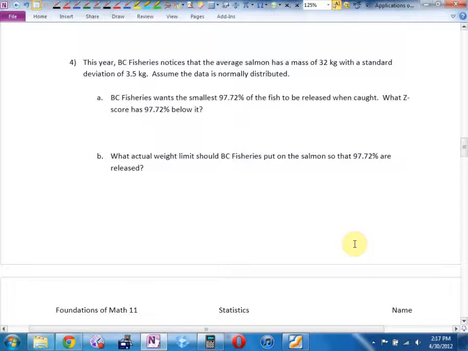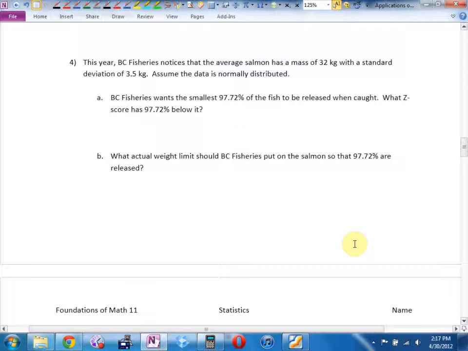Say what? Read along with me. This year, BC Fisheries notices that the average salmon has a mass of 32 kilograms. So let's say they caught 1,000 sample salmon, they weighed them all, they measured them all, and they found there was a standard deviation of 3.5 kilograms. I made these numbers up, but they do this type of research all the time.